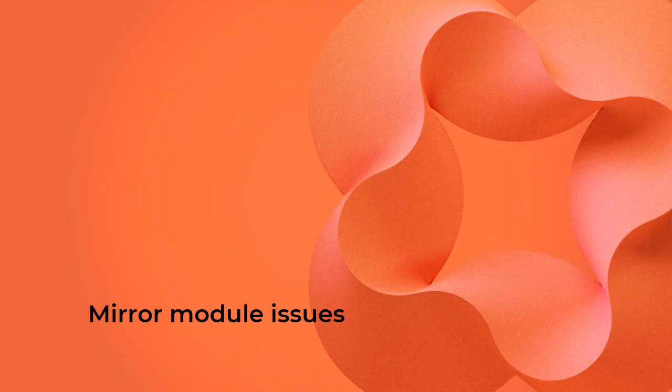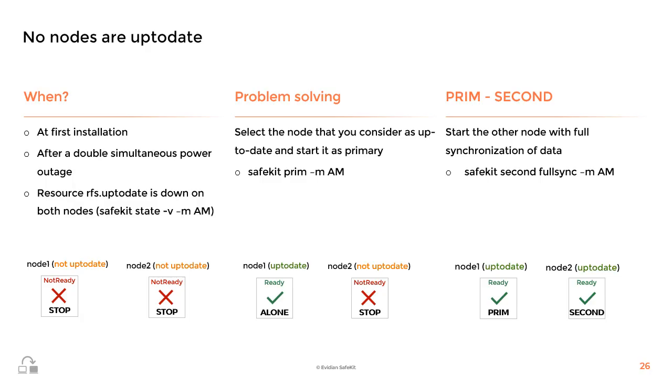Let's now examine the issues that may arise with a mirror module. An issue arises in a mirror module when no nodes are up to date. In this case, as shown at the bottom of the slide, the console shows two nodes in the stop red state with the not up-to-date message. If you try to start both nodes with the start command, they will both go into the wait red state because they will detect that they are not up to date and cannot start without resynchronizing their local data.